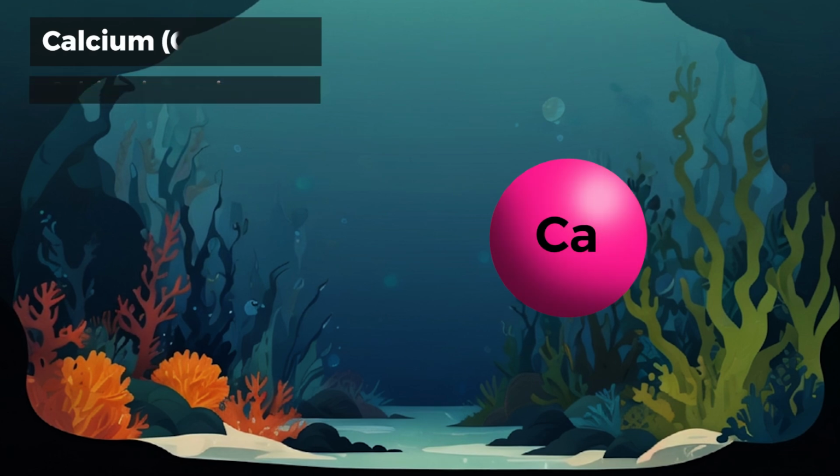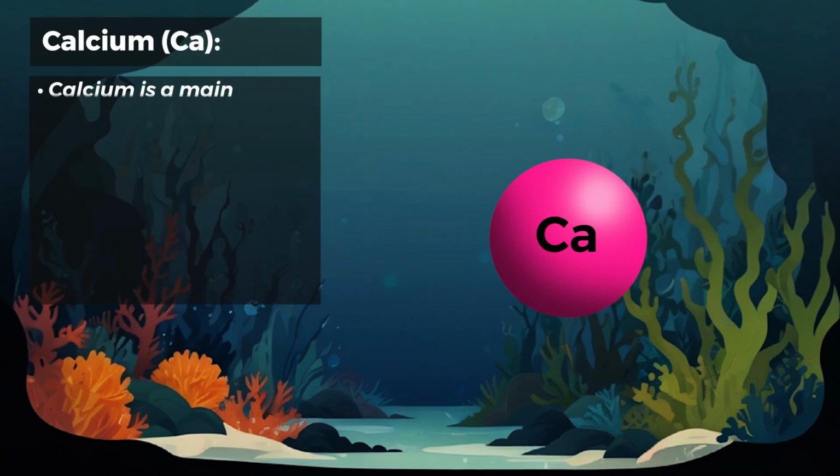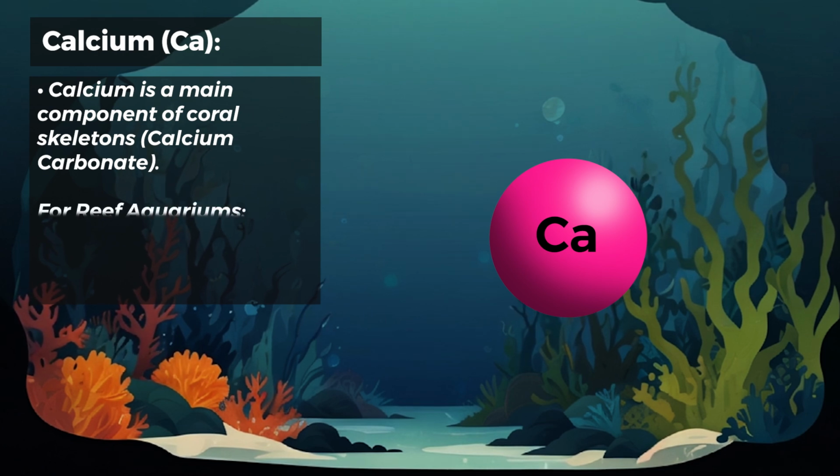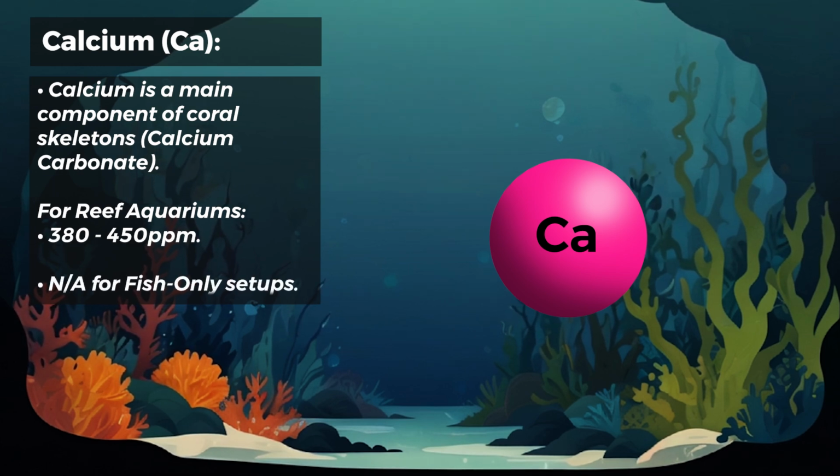Calcium is one of the main building blocks for coral skeletons, which are made up of calcium carbonate. The ideal range for reef tanks is between 380 to 450 parts per million. This is not a major concern for fish-only tanks, but it is important for corals as they need calcium to build their skeletons. Low calcium leads to slow coral growth and even die off if the levels drop too low. Simply test weekly and dose calcium supplements when needed.